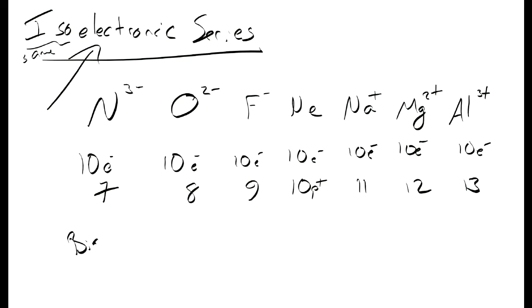So, biggest and smallest. To put it another way, you add electrons, something gets bigger, you take electrons away, something gets smaller. Positive ions, you would expect them to be smaller than negative ions, if they have the same number of electrons.